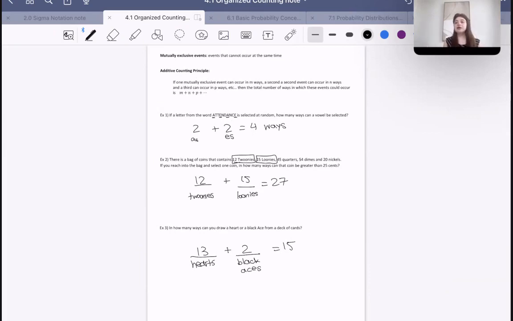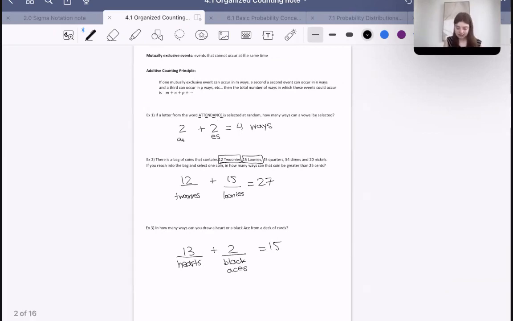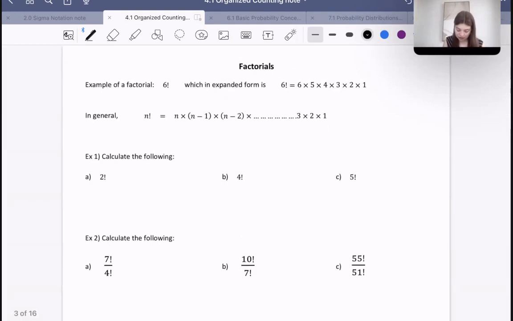All right, and you know what? That brings us to the end of today's class. Next time, we're going to talk about factorials, which are these exclamation points and what they mean in math as opposed to English. So we'll talk about those for the next day.